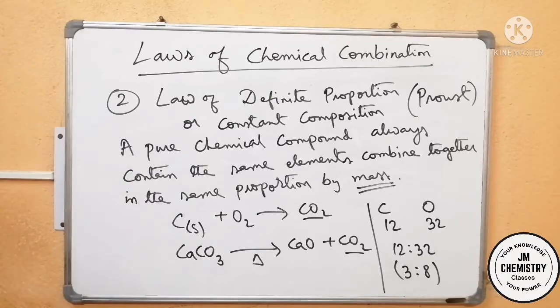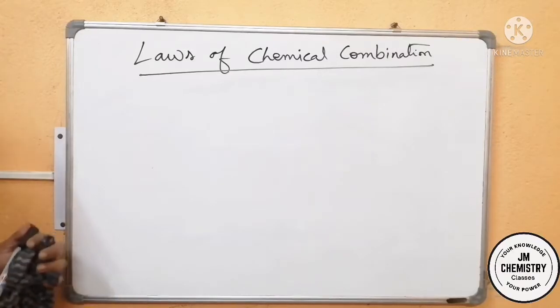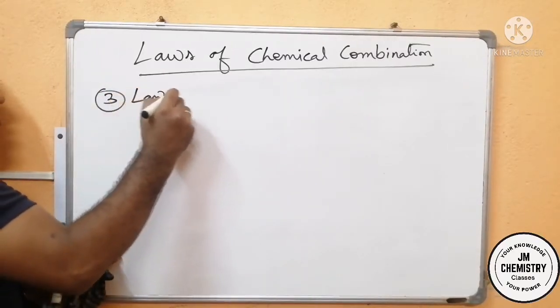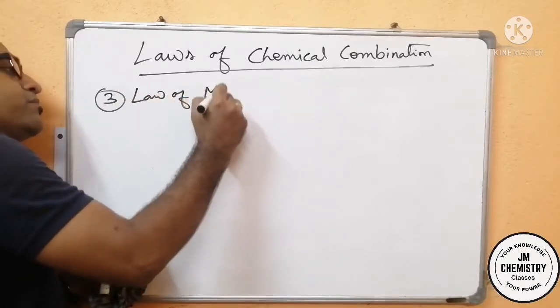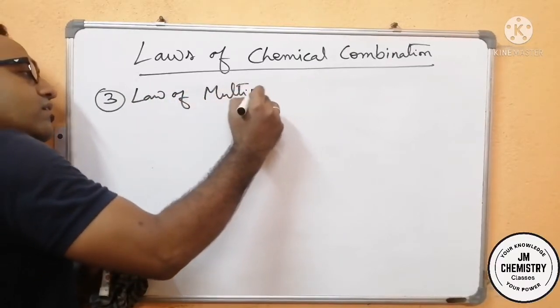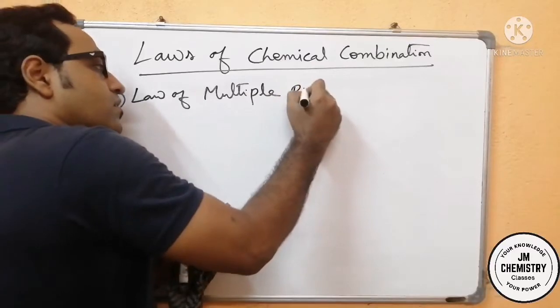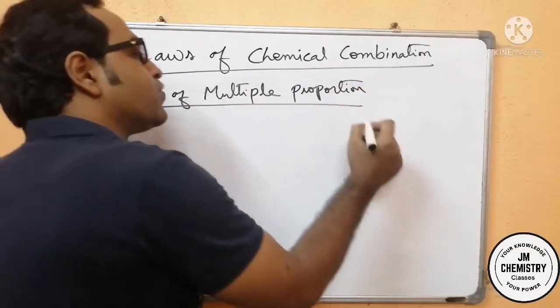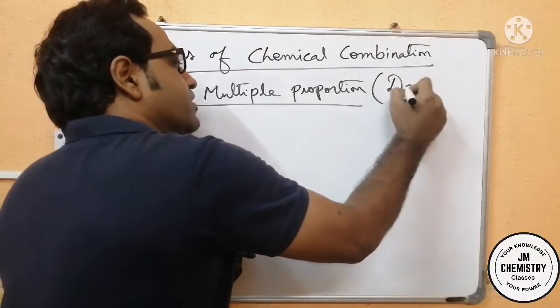Next we will go to the third law, that is law of multiple proportion. The third law of multiple proportion. And this is a very important law. It was given by John Dalton.